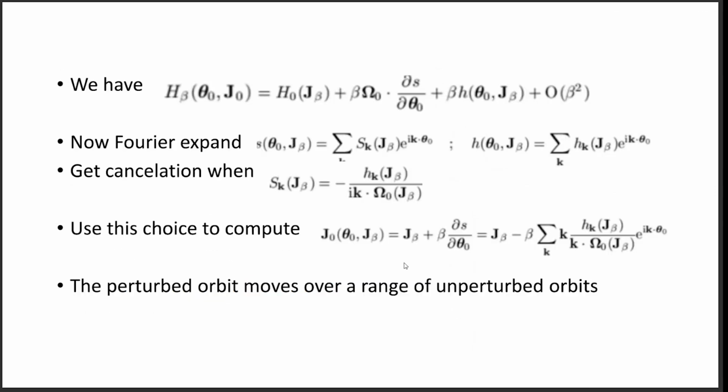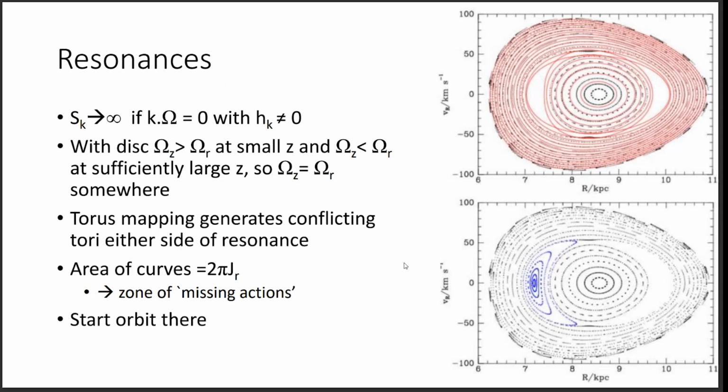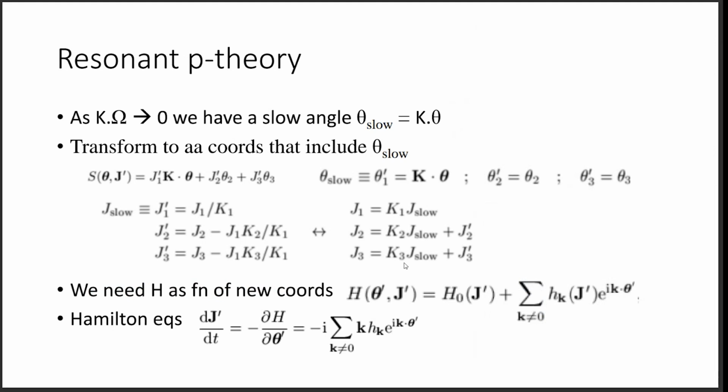So that vanishing of this, telling you that this generating function was useless, is signaling that something physically interesting has happened that you're not equipped to deal with. So the question is, how do we deal with that? So that's what resonant perturbation theory is all about. How do we handle this?